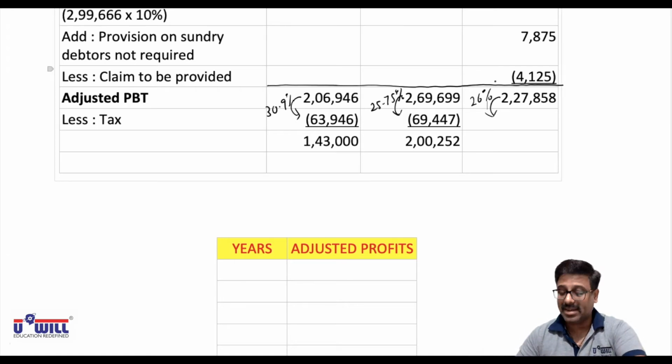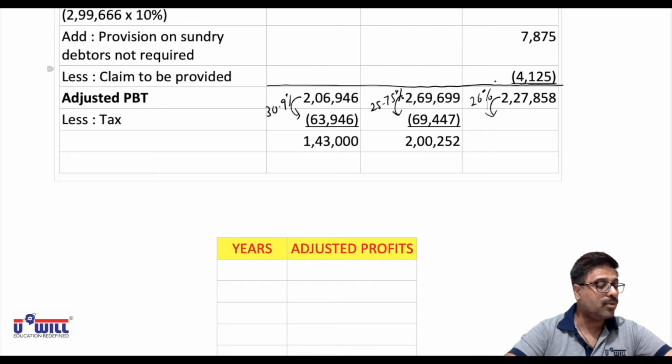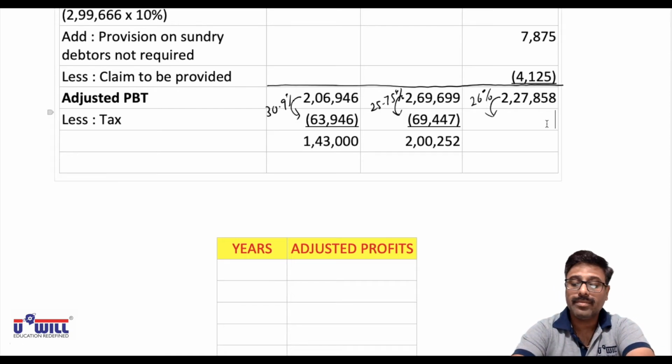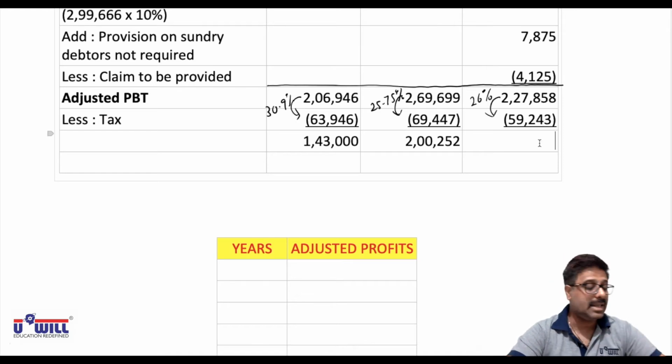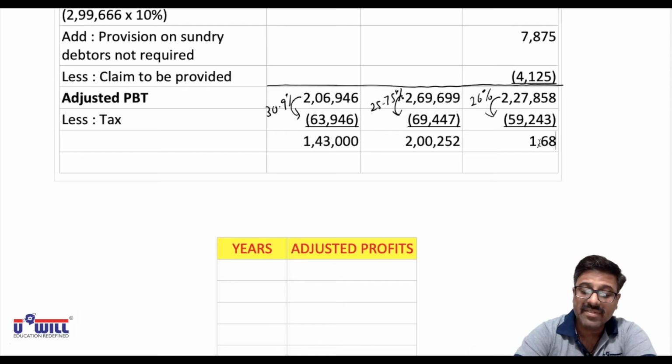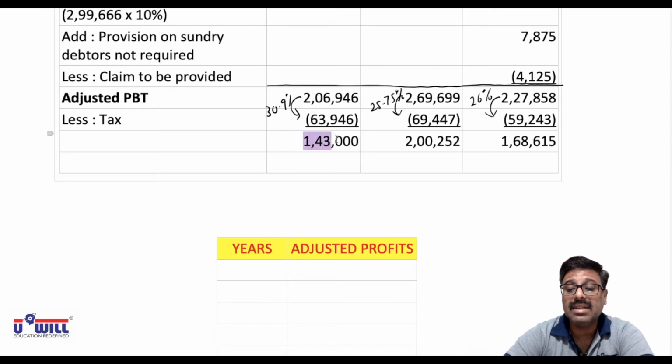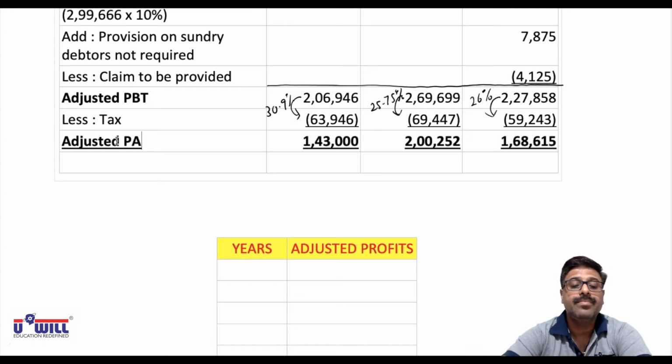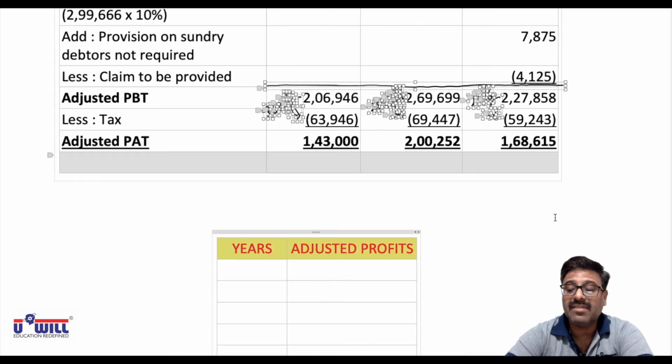So 227,858 into 26%, that is 59,243. If you minus that, then you'll get 168,615. These are the figures of adjusted profits after tax. So this is how we obtained adjusted profits after tax for all the 3 years.